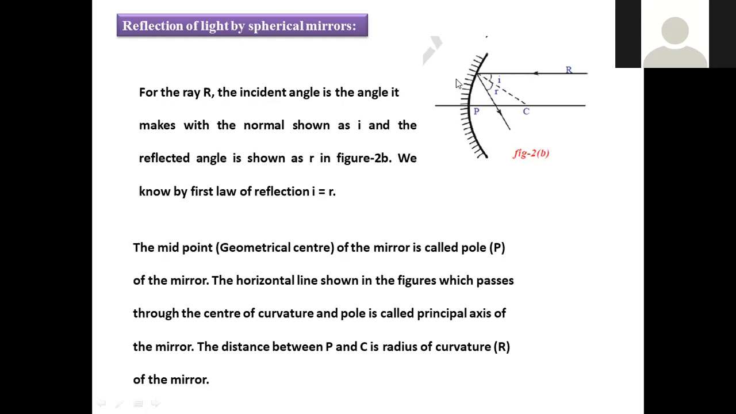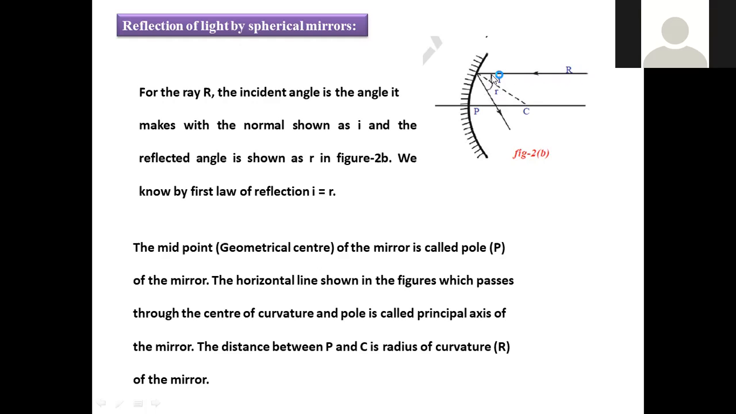Here there is a generation of normal. This arrow is indicated as the incident light, which generates a certain angle denoted with I. I is called the incident angle. After bouncing on this parabola, light is reflected with a certain angle, which is said to be R. R is nothing but the reflection angle. In accordance with the first law of reflection, the incident angle and the reflection angle are equal, that is, I is equal to R.